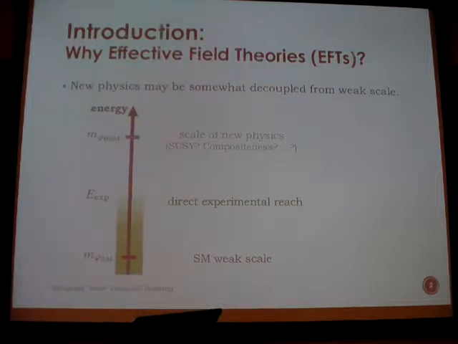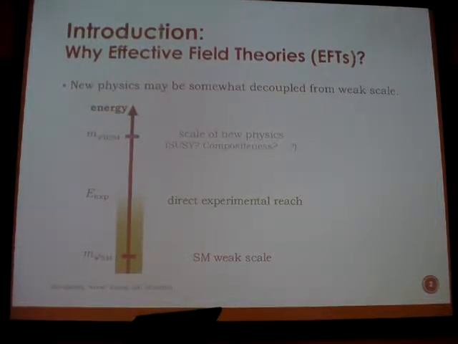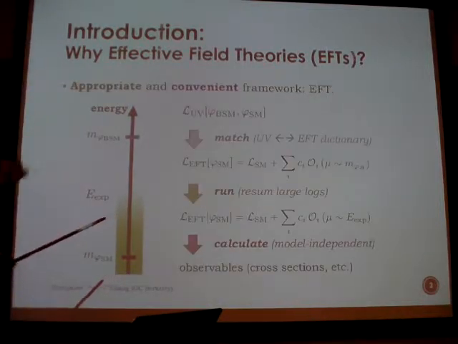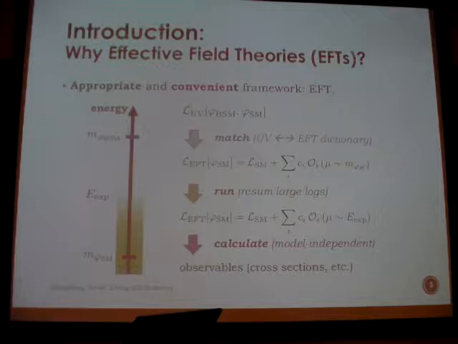So the lack of new physics discoveries at the LHC is motivating us to seriously think about the possibility that the scale of new physics is actually much higher than the standard model weak scale and much higher than what we can directly probe experimentally. In this case, I would like to argue that the right framework to use for analyzing experimental data and connecting to our theory expectations would be an effective field theory framework.